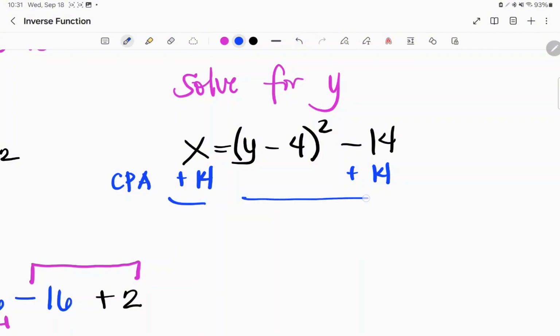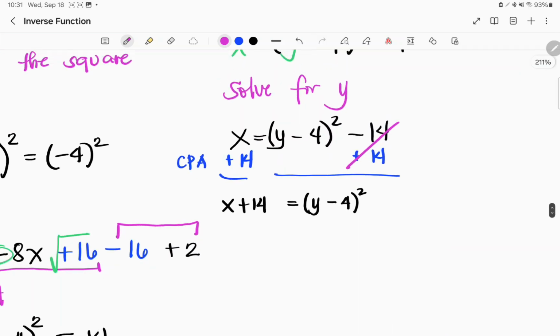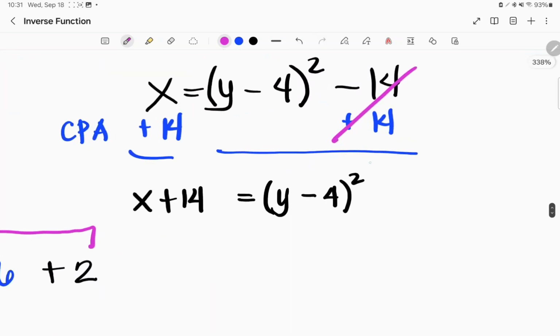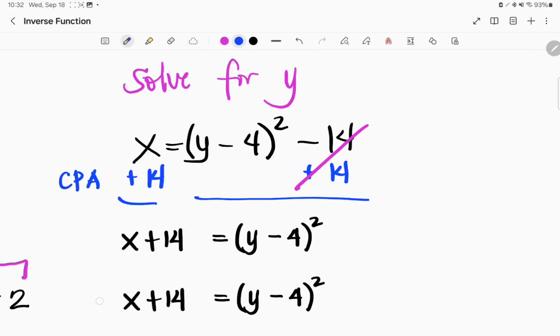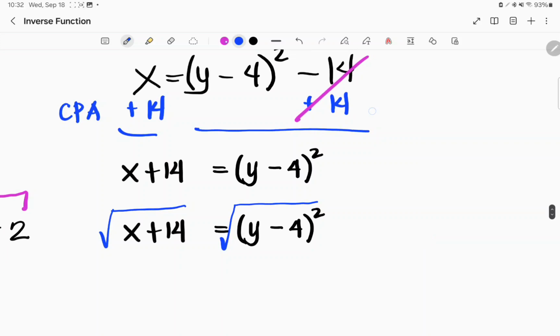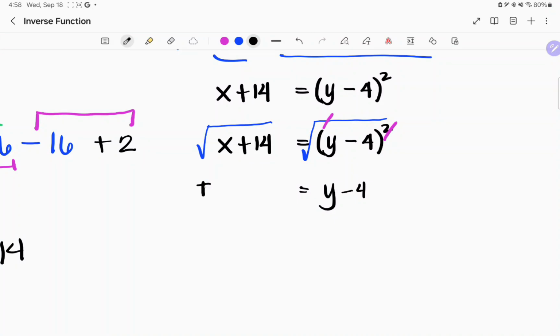So it will become, the left side will become x plus 14, while the right side is y minus 4 square. And this is already equal to 0. As we continue this, we have to remove this power of 2 here. So we have to take the square root of both sides of the equation. After that, we have to cancel out this power of 2 and the square root. The right side will become y minus 4. The left side is plus or minus square root of x plus 14.